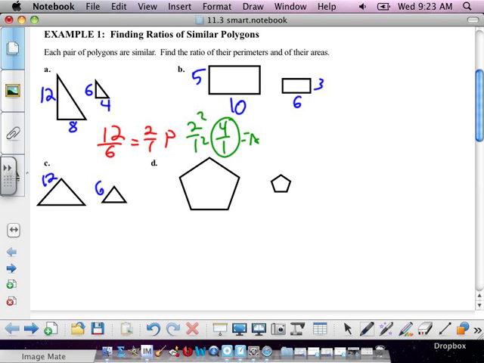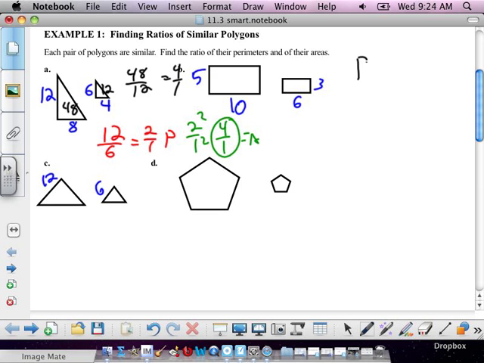12 times 8 divided by 2 gives us the area of this whole thing is 48. And 6 times 4 divided by 2 gives us the whole area of 12. 48 divided by 12, what does that reduce to? 4 over 1. So could you just do like squaring? Yep, I just wanted to prove to you that it worked. Okay, so let's do the rectangle.